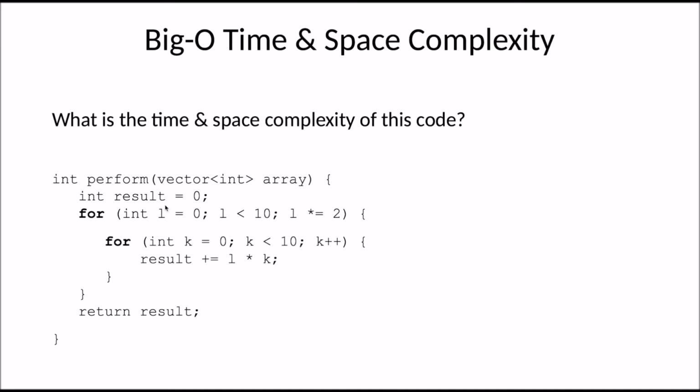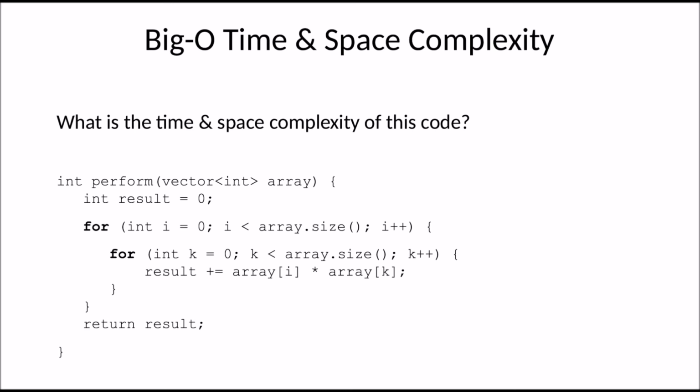Now another example. 2 nested loops, both just go from 0 to 10, so they do not depend on the input. And so we have 10 times 10, if you will, but it is constant. It's always the same number of iterations, no matter how large the input is. So we have O(1), and space complexity is O(1) as well.